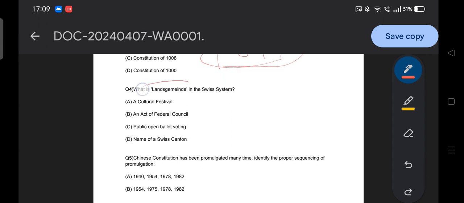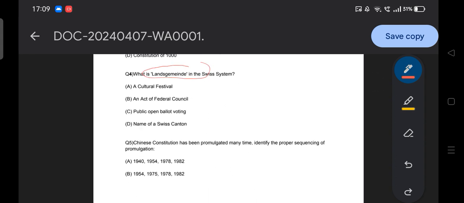Then, what is the Landsgemeinde in the Swiss system? I am unable to pronounce this word. Okay, what is this word? The options are an act of cultural festival, the federal council, public open ballot voting, or the name of the Swiss parliament. So the answer of this question is C, public open ballot voting. What does it mean? In Switzerland there are different features of direct democracy and different key terms related to Switzerland. So that is what we need to focus on.